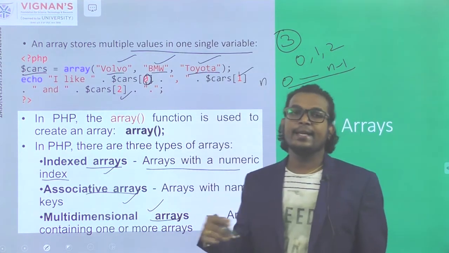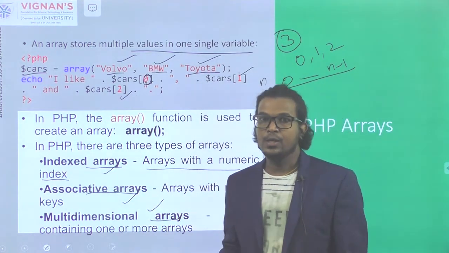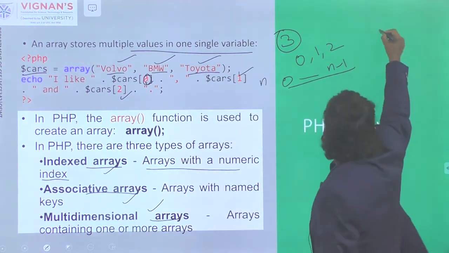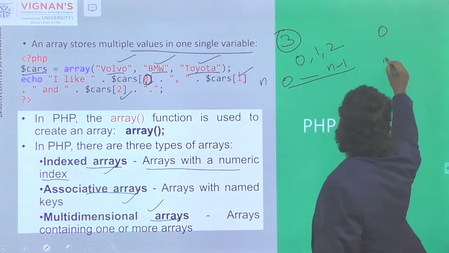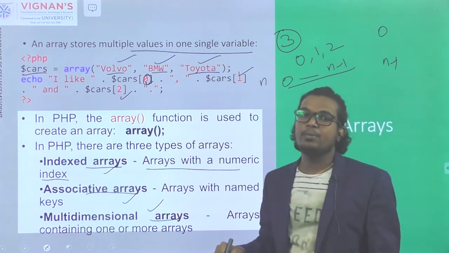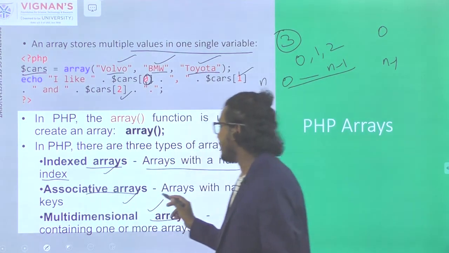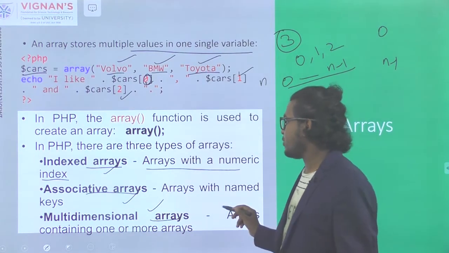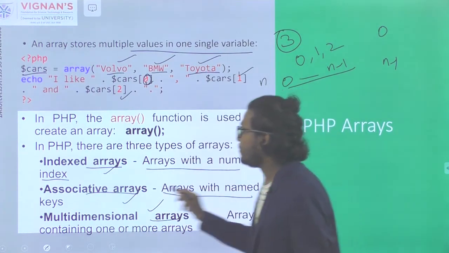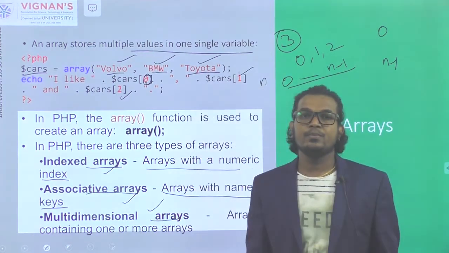The index numbers are created automatically. The index starts with 0 and ends with n-1. That is called the indexed array. Next one is the associative array: arrays with named keys.